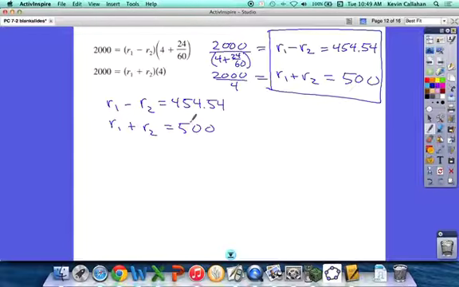Solve. Okay, if we're going to do elimination, do we need to multiply either one of these by a number? No, because the R2s already have opposite coefficients, so just add them up. So this is 2 times R1 equals 954. And probably to be correct about this, I should have said 0.55 or just make it 0.545. And then divide by 2. R1 equals 477.273.